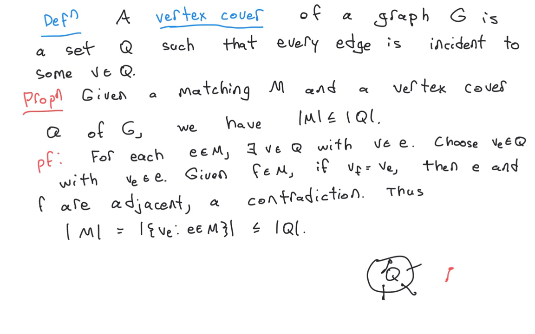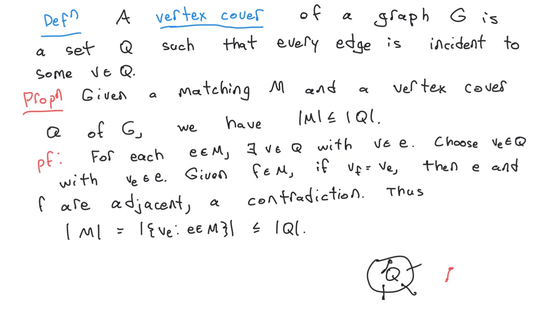So given a matching, first we need to prove the following proposition. Given a matching M and a vertex cover Q, the size of M is at most the size of Q. And here's the proof. For each e in your matching, there has to exist a vertex in Q that's on e. In other words, Q is a vertex cover.